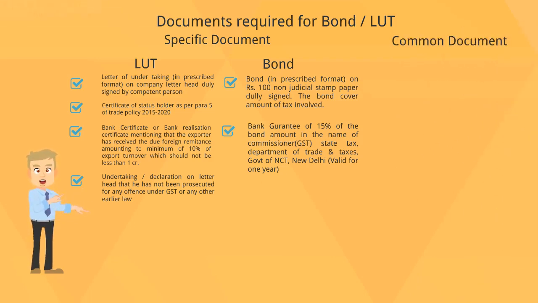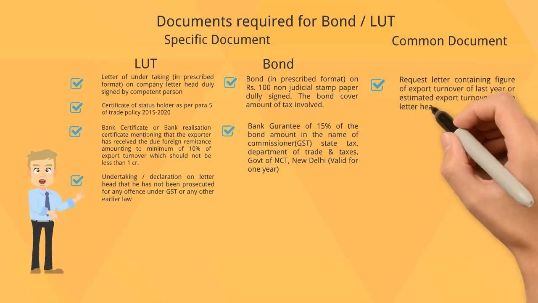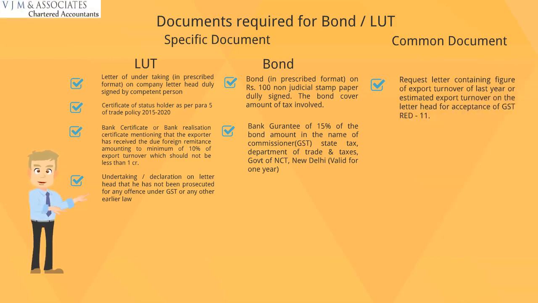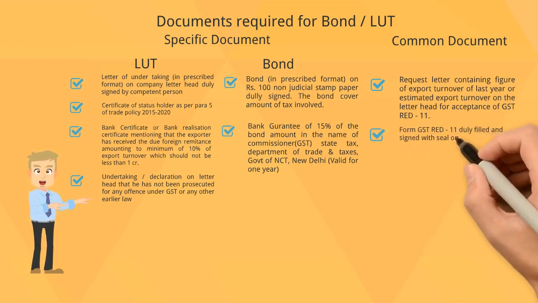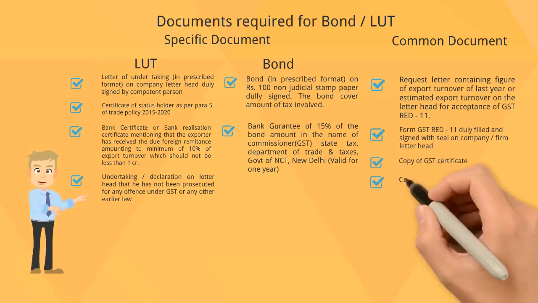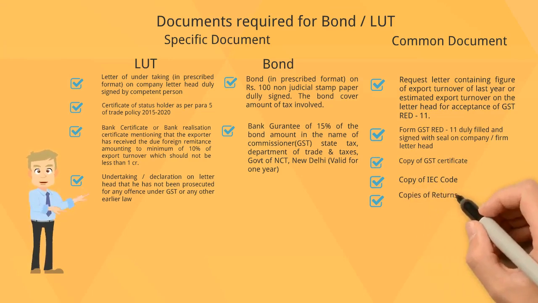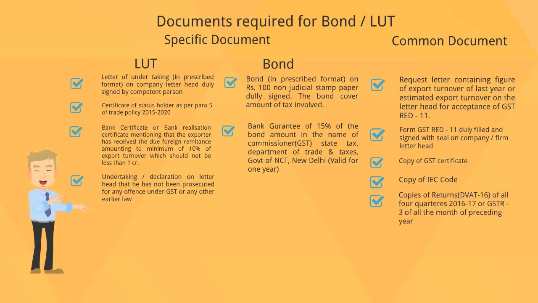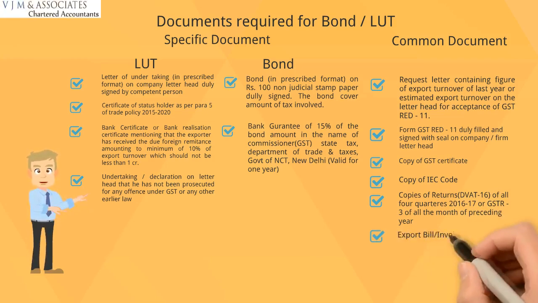Common documents required in case of a bond or LUT request: a letter containing the figure of export turnover of last year or estimated export turnover on letterhead for acceptance of GST RFD-11. Form GST RFD-11 duly filled and signed with seal on company or firm letterhead. Copy of GST certificate. Copy of IEC code. Copies of returns of all 4 quarters of 2016-17 or GSTR-3B of all months of the preceding year. Export bill, invoice, proforma invoice.